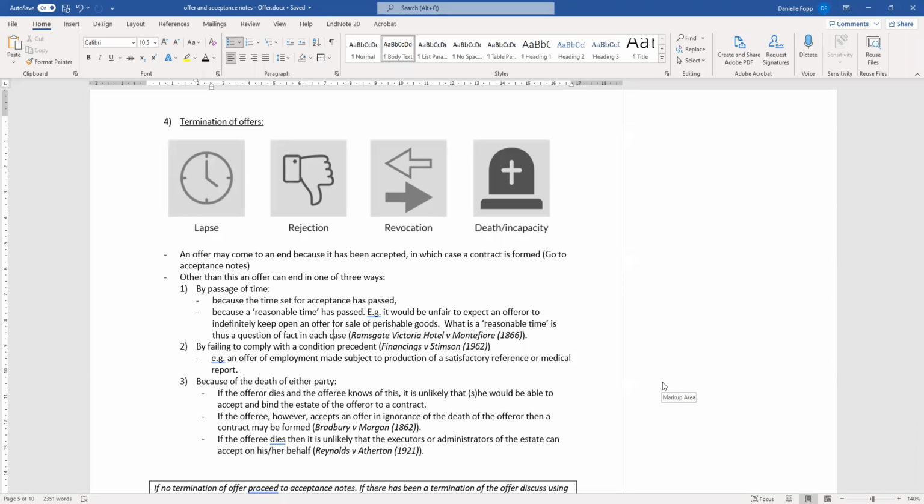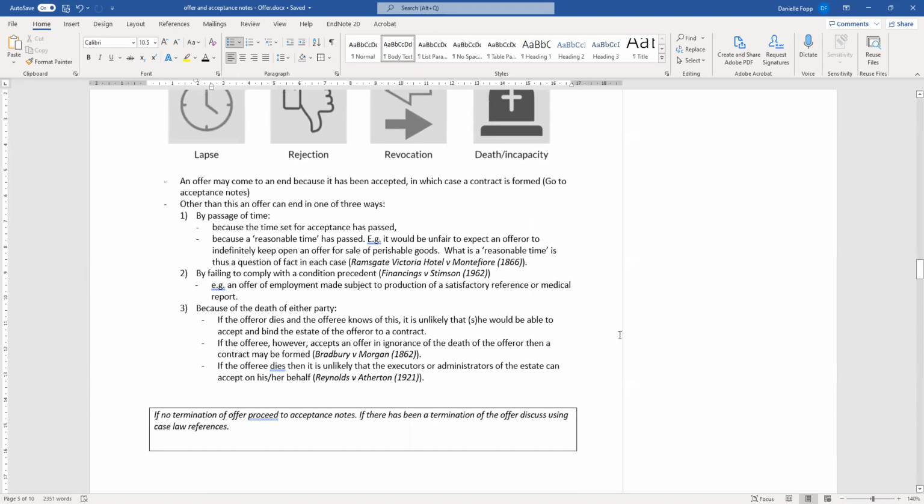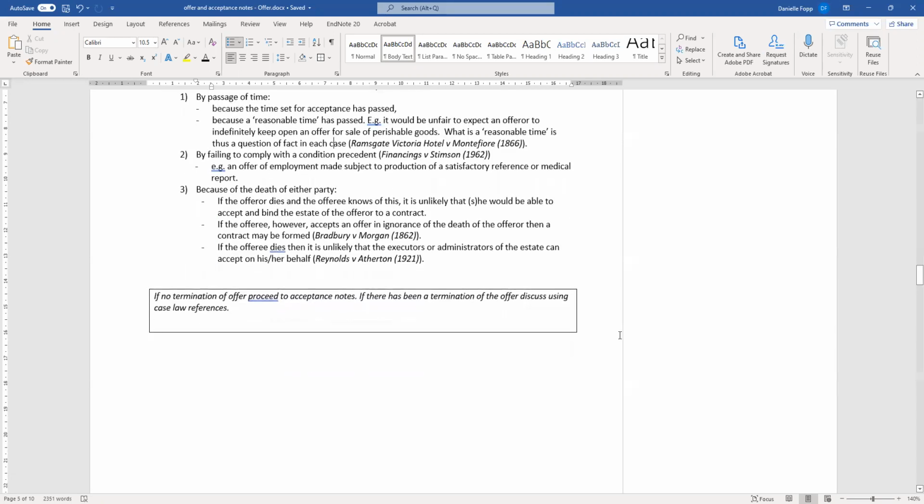For example, an offer of employment made subject to production of a satisfactory reference or medical report, or because of death of either party. So if the offeror dies and the offeree knows of this, it is unlikely that he or she would be able to accept and bind the estate of the offeror to a contract. If the offeree, however, accepts an offer in ignorance of the death of the offeror, then a contract may be formed. We've got case law. If the offeree dies, then it is unlikely that the executors or administrators of the estate can accept on his or her behalf. Again, case law.